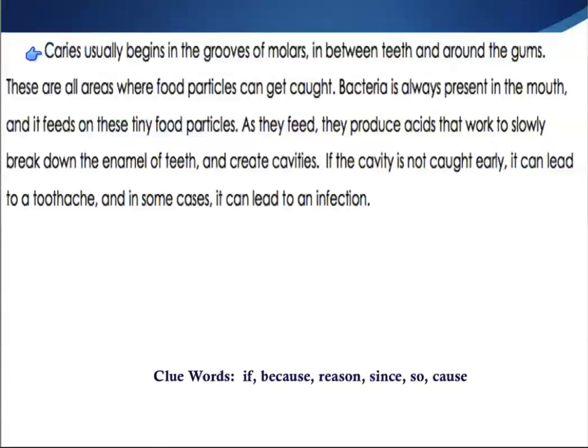All right, let's keep going. Caries usually begins in the grooves of molars, in between the teeth, and around the gums. These are all areas where food particles can get caught. Bacteria is always present in the mouth, and it feeds on these tiny food particles. As they feed, they produce acids that work to slowly break down the enamel of teeth and create cavities. If the cavity is not caught early enough, it can lead to a toothache, and in some cases, it can lead to an infection.